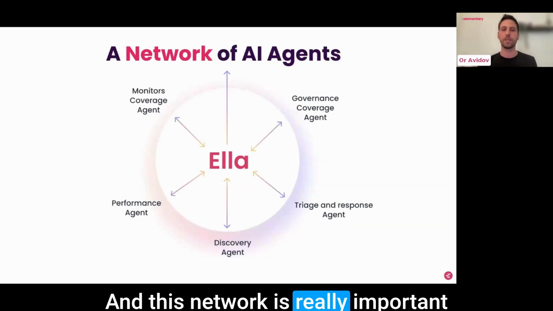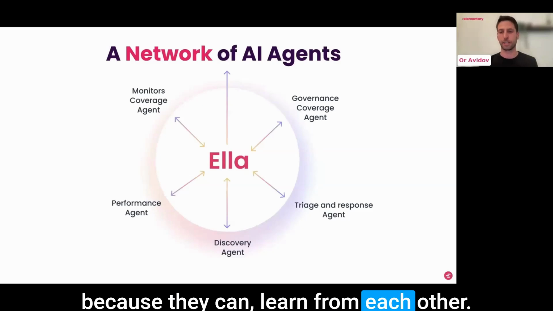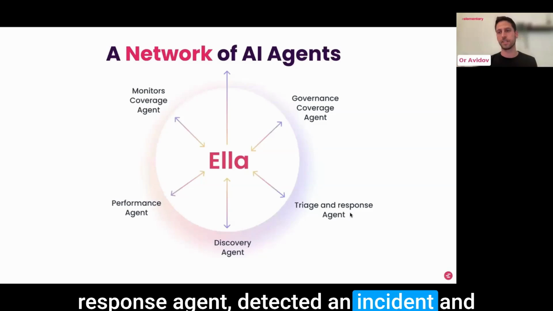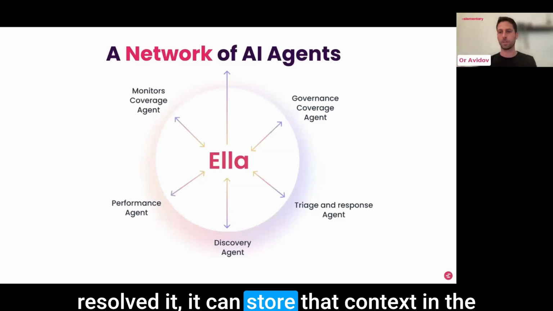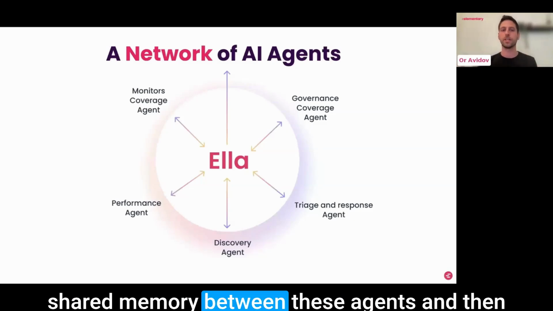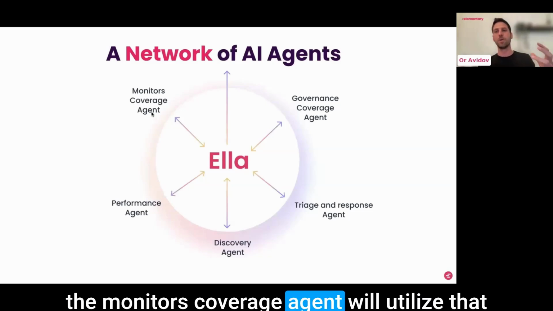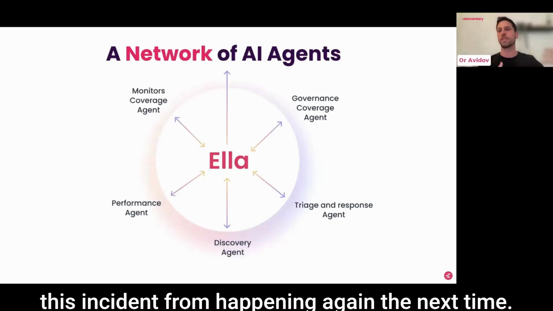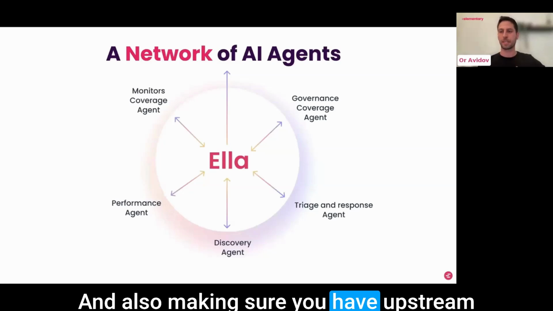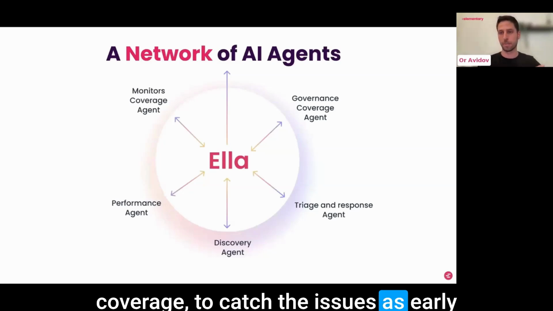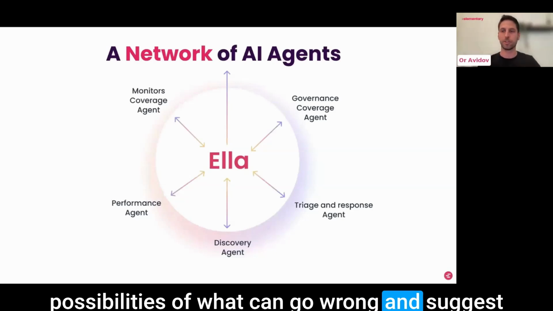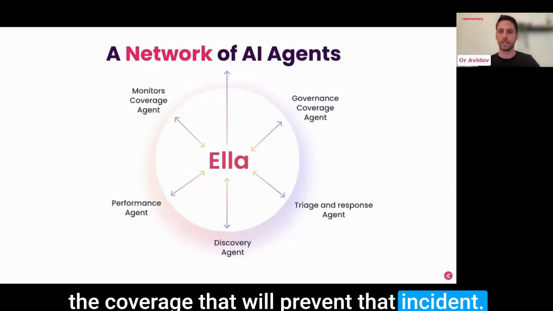And this network is really important because they can learn from each other. I can give you an example. If the triage and response agent detected an incident and resolved it, it can store that context in the shared memory between these agents, and then the monitors coverage agent will utilize that context to suggest coverage that will prevent this incident from happening again the next time, and also making sure you have upstream coverage to catch the issues as early as possible. So it can break down all the possibilities of what can go wrong and suggest the coverage that will prevent that incident.